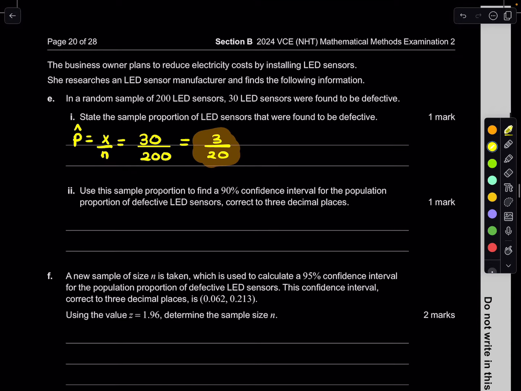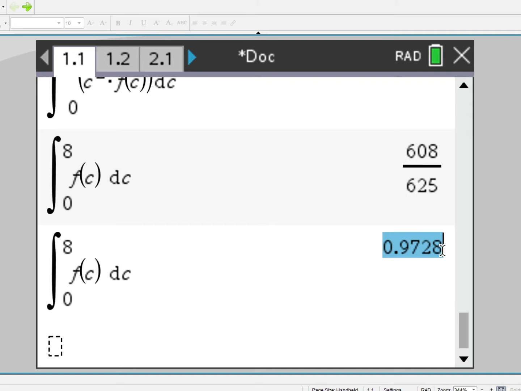Next one. Using the sample proportion to find a 90% confidence interval for the population proportion of defective LED sensors, corrected to 3 decimal places. What a beautiful, easy question. When I see these kinds of confidence interval questions, they are so easy because you can just do them in your CAS. So let's go to our CAS. Now, it's only 1 mark, so let's do it quickly.